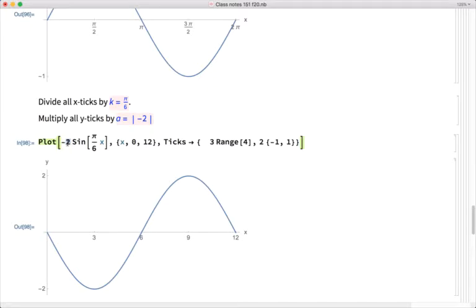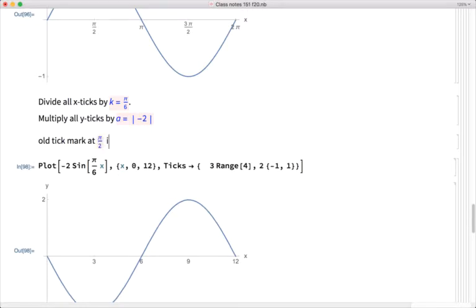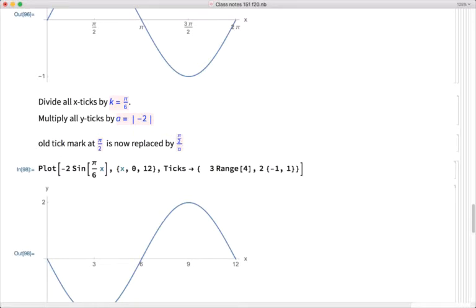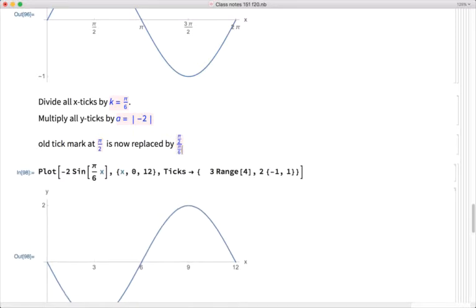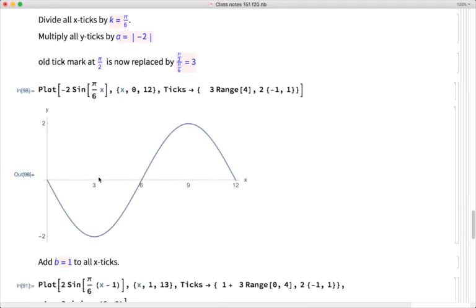Because of the 2, the tick marks are now at -2 and 2. We've multiplied them by 2. And the x ticks, we've divided them all by pi over 6. Maybe I should do a quick example of that. The old tick mark at pi over 2 is now replaced by pi over 2 divided by pi over 6, that's equal to 3. So what was a pi over 2 has now become a 3.